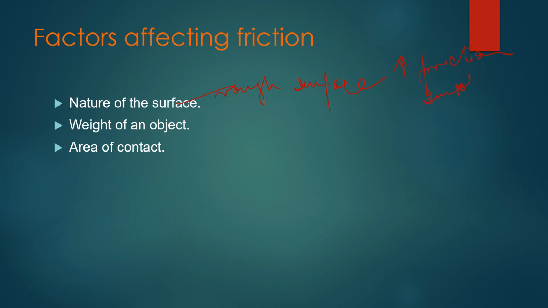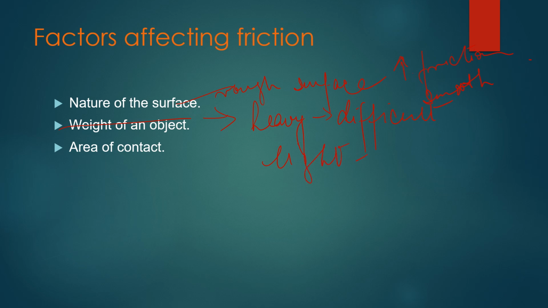Is it clear? Now, second comes the weight of an object. Let us perform an activity to understand this. We can place a heavy object on a given surface and try to pull it along a rough surface. We will see that a heavy object is difficult to pull, and a lighter object is easier to pull.